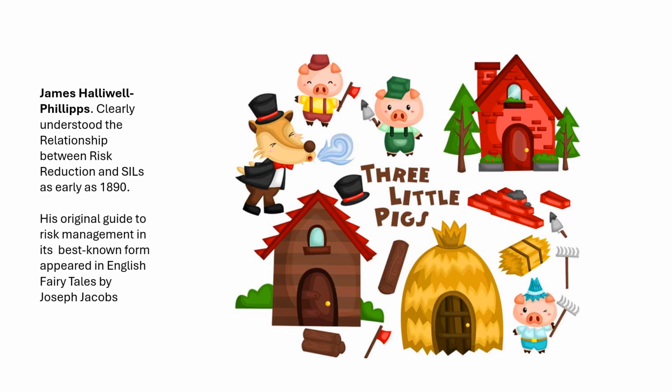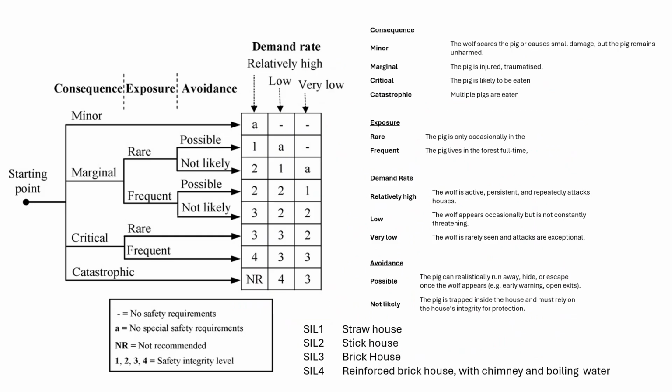Here, the three little pigs. So here we go. The moral of the story is that the integrity of the mechanism that you put in place to mitigate the risk is directly proportional to the risk reduction required to reduce it to a tolerable level. This graph explains how SIL maps onto the little pig story.